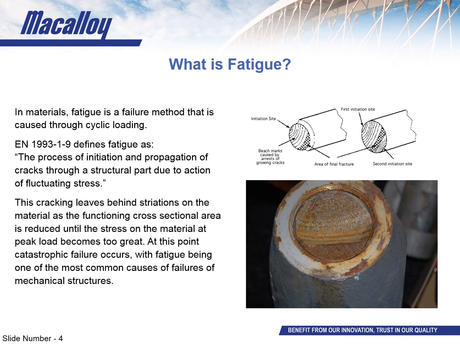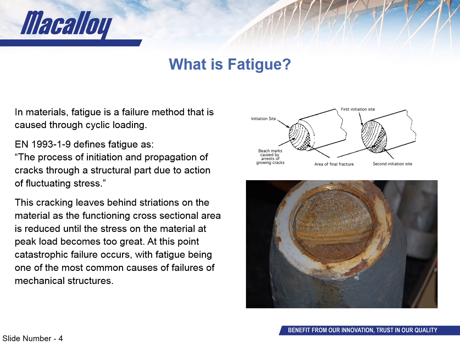So as this cracking makes its way through the material, you get this kind of seashore effect, leaving behind striations on the fracture face where the crack is initiated from originally and then propagated through the failed part. This crack reduces the cross-sectional area at that point in the component until it gets to a stage where it can no longer cope with this applied load. At this point, it experiences what's known as a catastrophic failure.